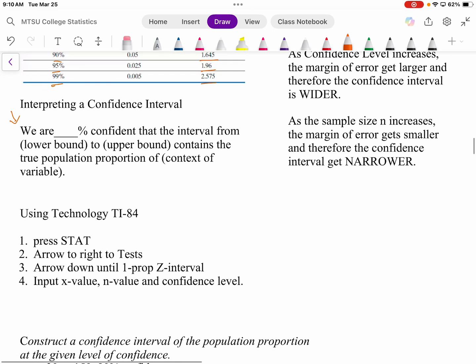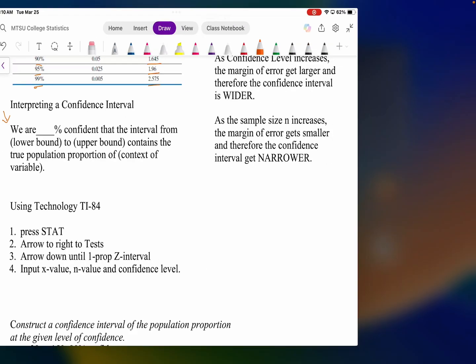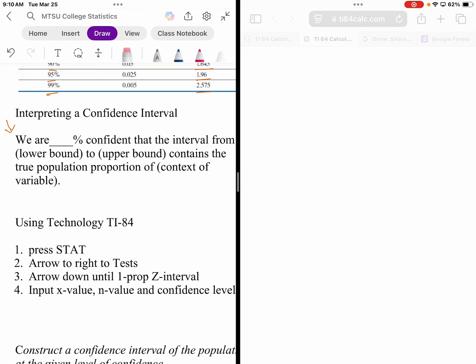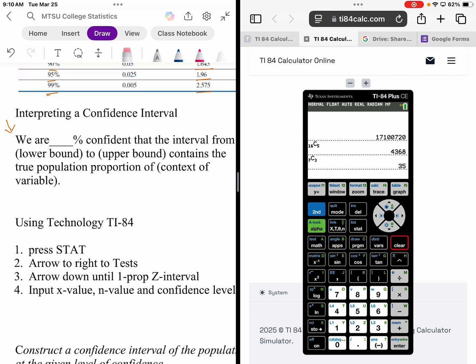We're going to use the TI-84 to figure out the confidence interval, the lower and upper bounds. To get to the interval, we press stat, arrow to the right, and hit the test column. Then we scroll down till we see 1 prop Z interval. So real quick, I want to show you that on a calculator. If you need to grab one of mine, please go grab one. I want to show you what that looks like on the screen before we actually do stuff.